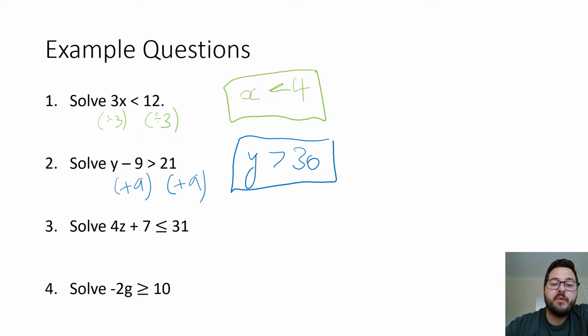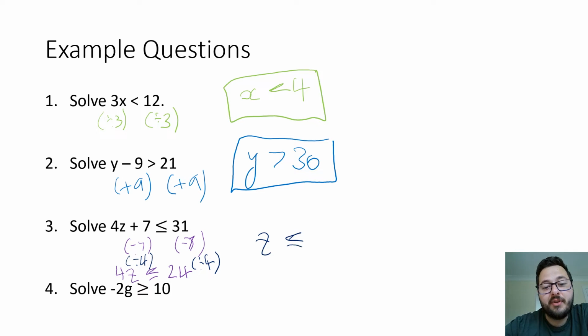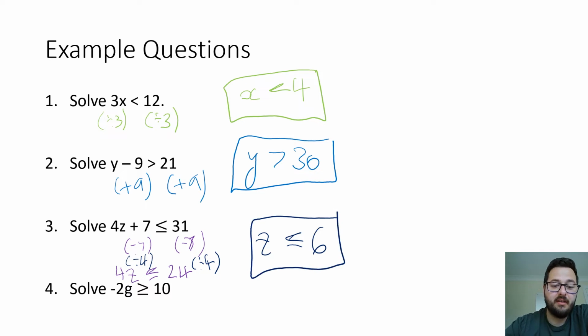Okay, next one we've got 4z plus 7 is less than or equal to 31. So this is a two-step equation. The first thing we want to do is take away the 7 from both sides, and we're going to be left with 4z is less than or equal to 24. And then what we want to do is divide by 4. So you're going to end up with z is less than or equal to 6.